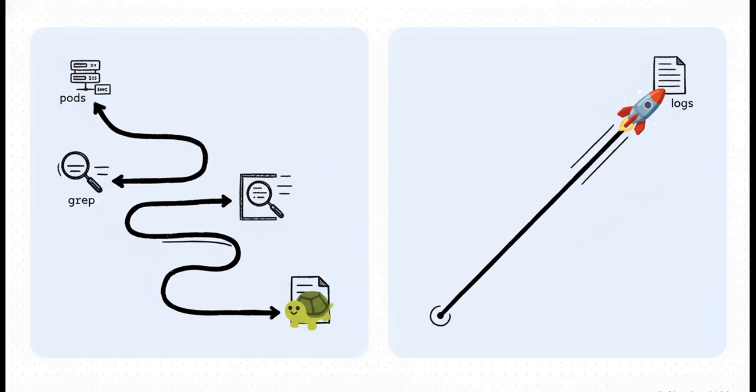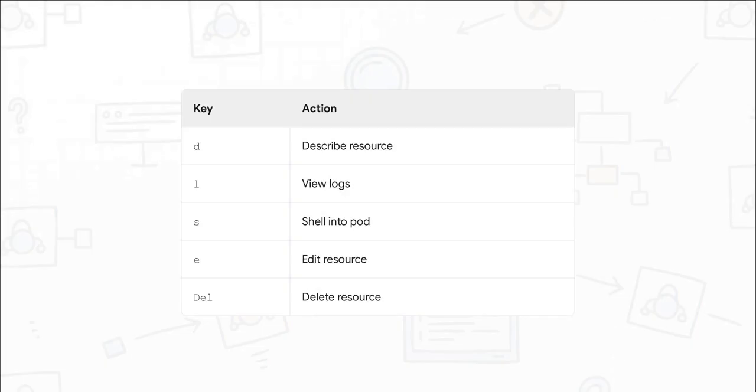You launch it, you filter for what's not running, you select the pod, and you hit L. That's it. It turns a chore into a fluid 2-second workflow. The real power here is the hotkeys, and you don't need to learn all of them, but a few just become pure muscle memory almost instantly. D to describe, L for logs, S to shell in. You literally stop thinking about typing commands and just start thinking about solving the problem.